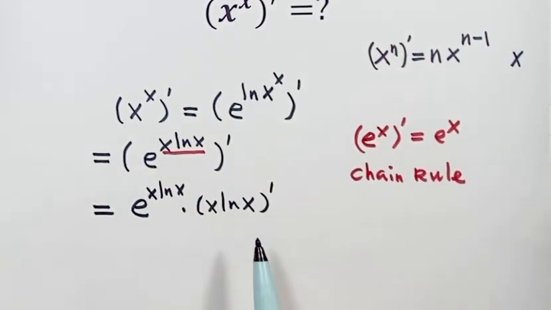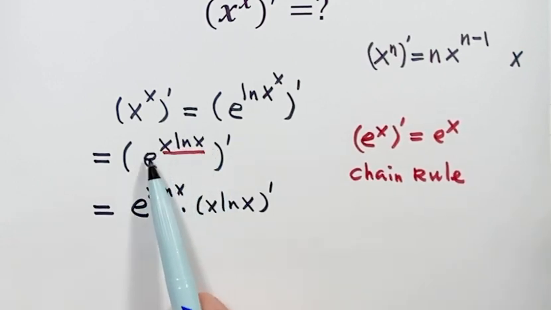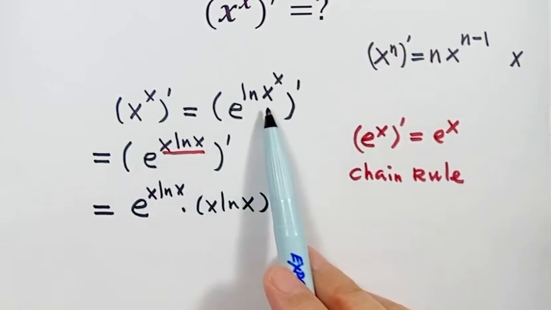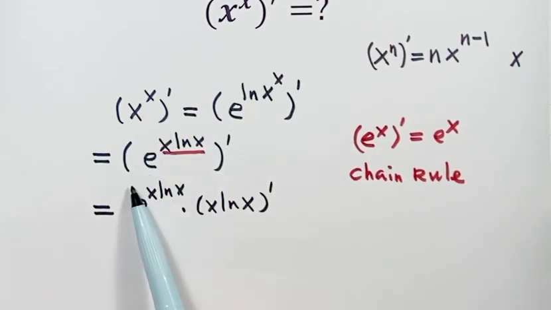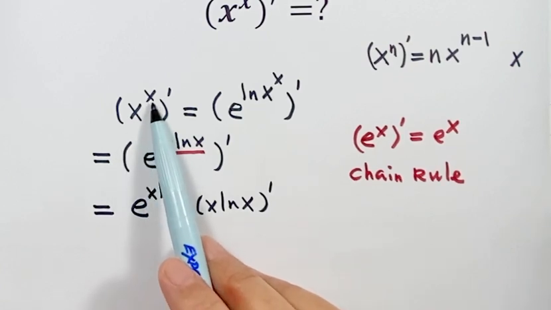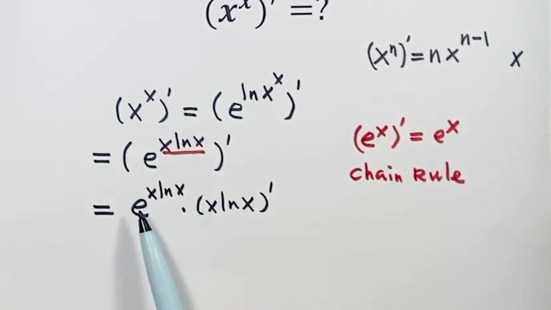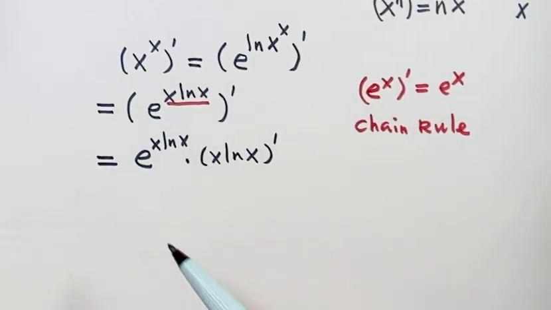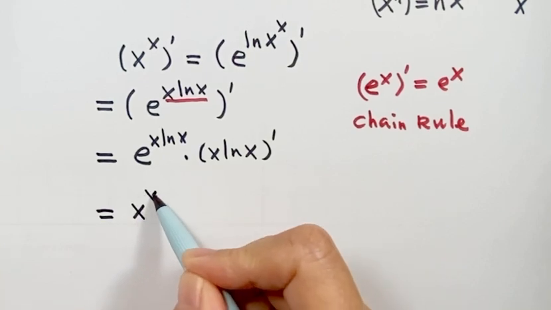Okay, but before we continue, let's take a look. What's this one? E to the power x times natural log x. This one and that one are exactly the same. This one is coming from here, which means this part is just x to the x. So we replace this one back with x to the x.